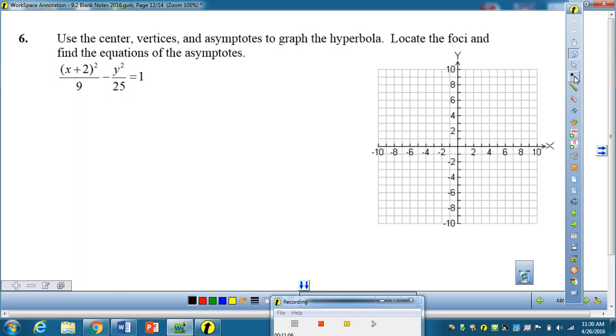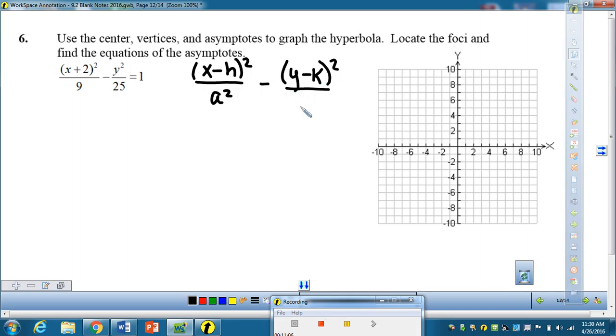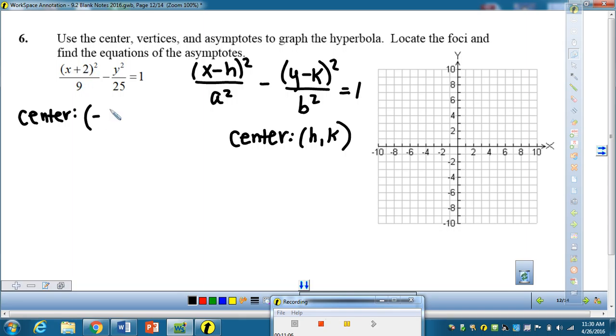We're going to start by identifying the center, and we're going to think of the general form of this: (x minus h) squared over a squared, minus (y minus k) squared over b squared, equals 1. And in this form, the center is (h, k). When we look at the number inside the parentheses with the x, we change the sign. So the x value of our center is -2. And the y value of our center, you can think of this as y minus 0, and so it's just going to be a 0.